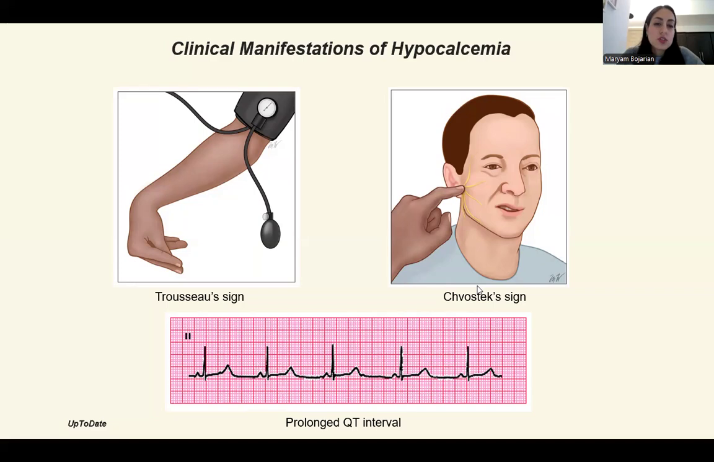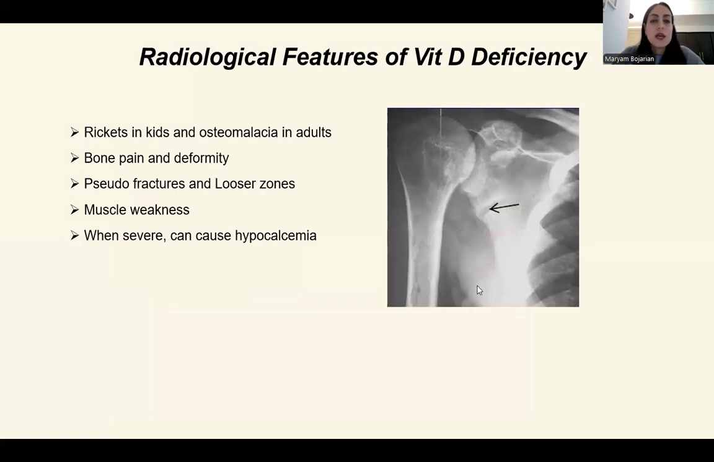And it's really important to make sure that you order an EKG for your patient with hypocalcemia, and you will see a prolonged QT interval. Just as a reminder, the normal QT interval is less than or equal to 0.44 seconds. It's important to order an EKG to make sure that your patient does not develop a prolonged QT interval.